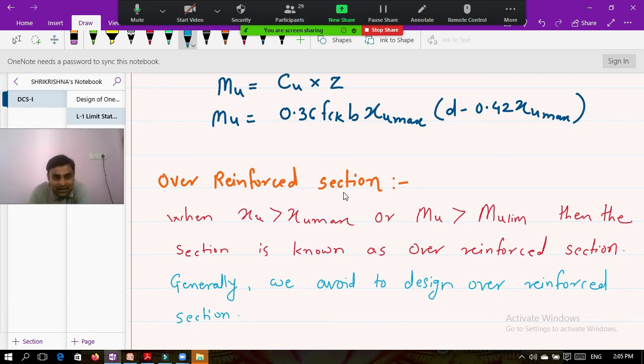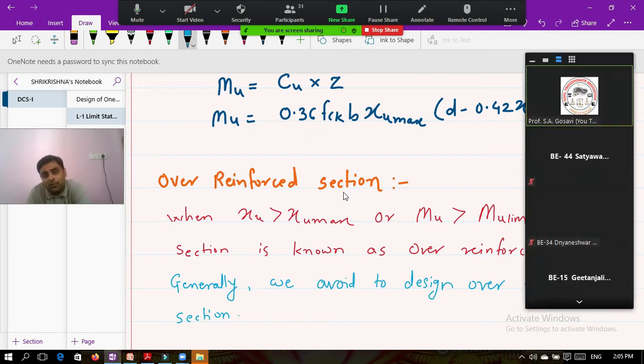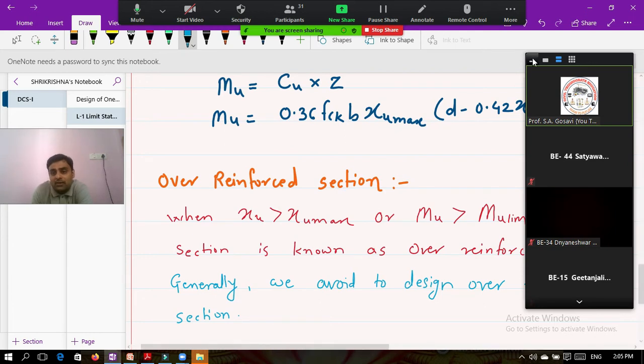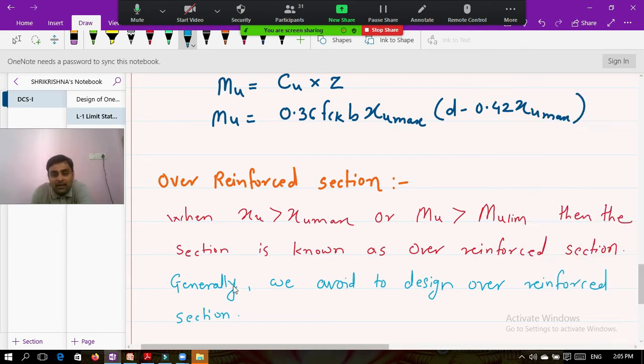So that is nothing but that section is over reinforced section. When a section becomes over reinforced, it doesn't give you any sign before the failure and it fails suddenly. So therefore in practice, generally we avoid these over reinforced sections. We don't design the over reinforced sections.